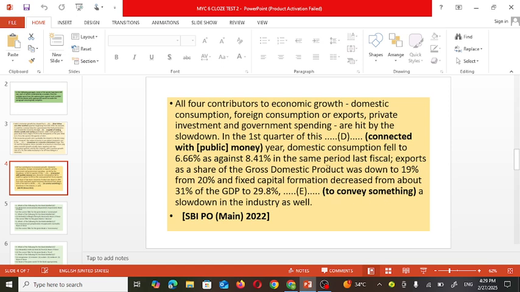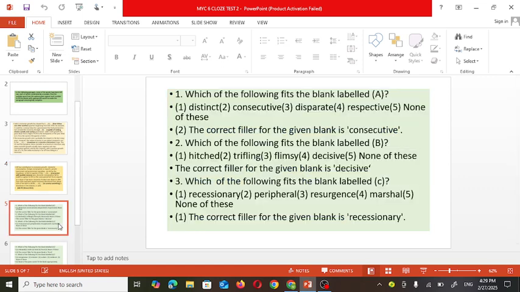Now here A, B, C, D, E. For these blanks, you have options. Now relate the given options with the expected answers. See the first blank. Which of the following fits the blank labelled A? Given options are destined, consecutive, desperate, respective, and none of these.